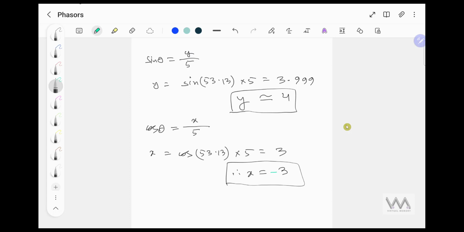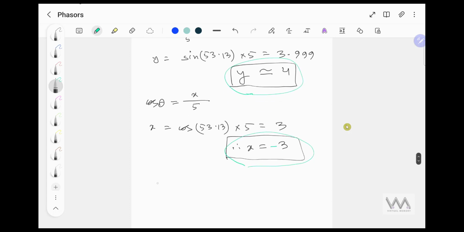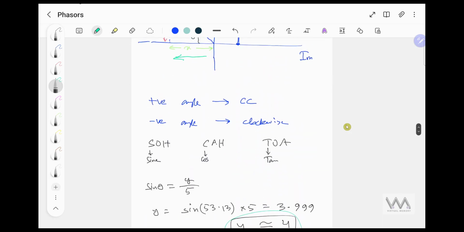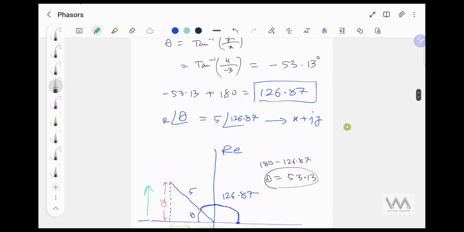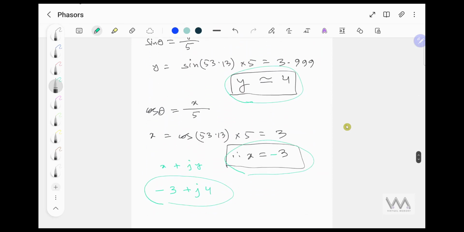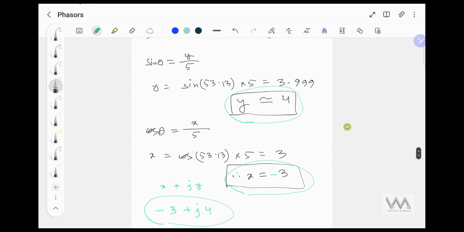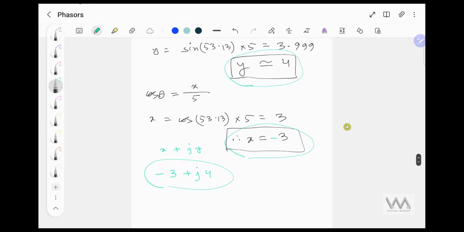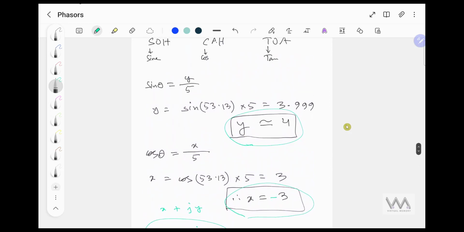So we have our y, we have our x. So rectangular form is going to be minus 3 plus j4, which is x plus jy. So that's your rectangular form, and that's your polar form. So that's how you convert phasors. That's how you go from rectangular form to polar form, and polar form to rectangular form.